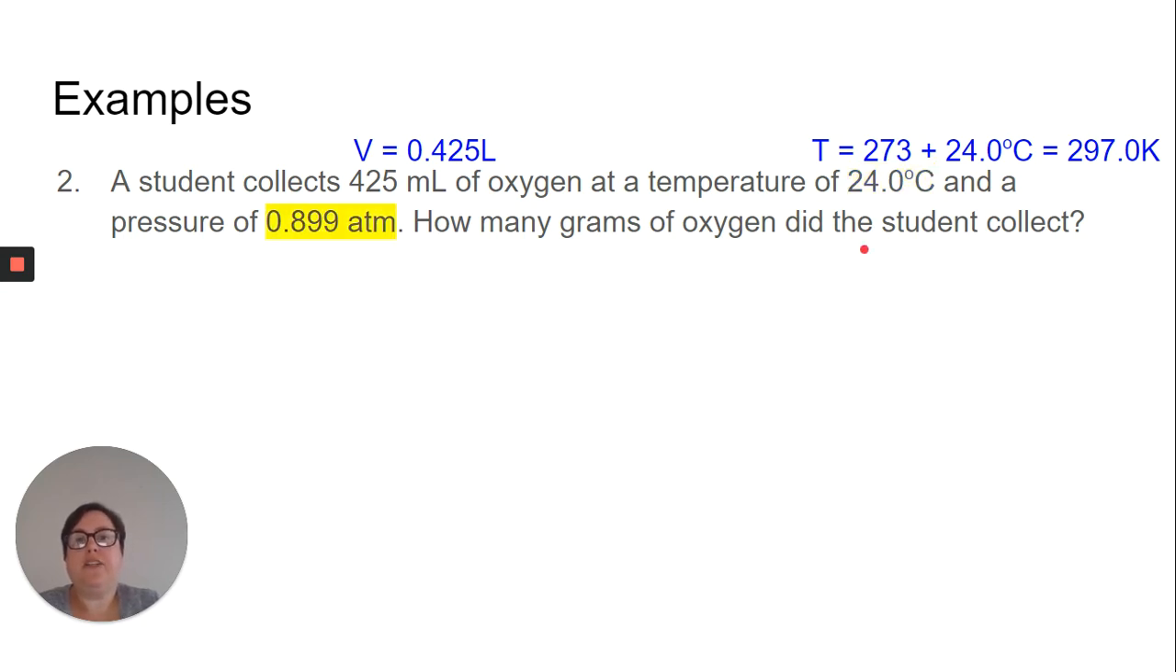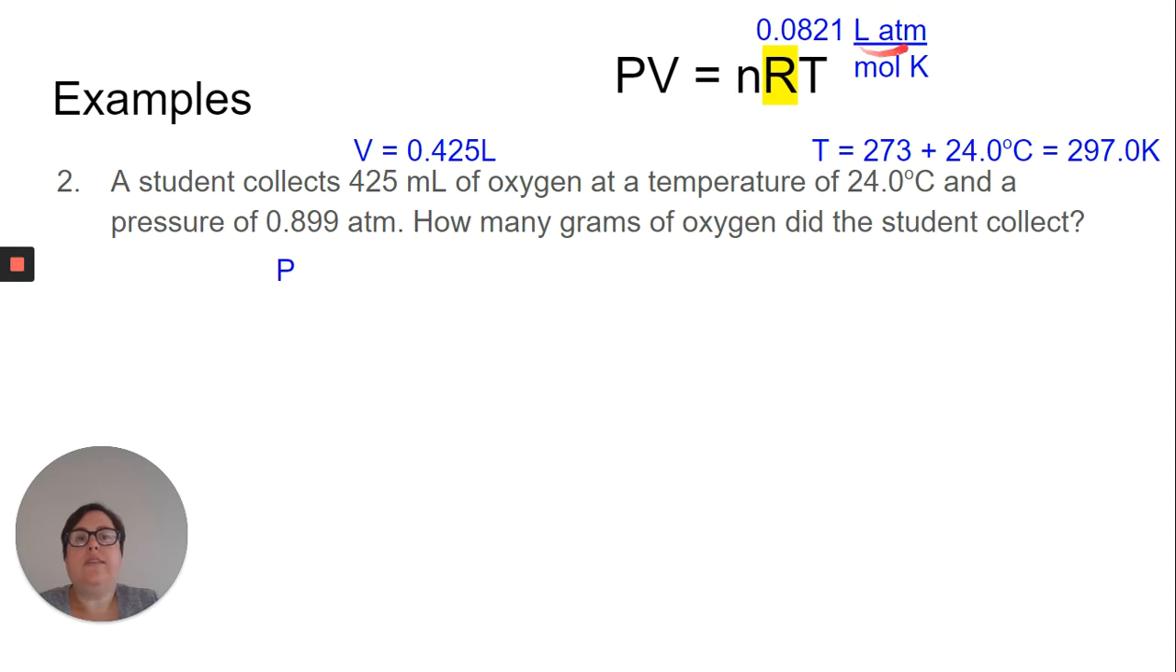Next, we have our pressure. So we'll label that P. What we're looking for is grams. So we're going to use PV equals nRT. We're going to find the R value. Now remember that R value is based on the unit for pressure. So since we're given ATM as our pressure unit, we want to use the value that also has ATM in it.